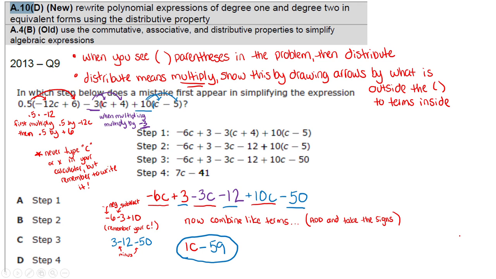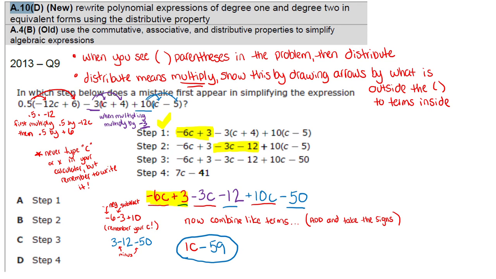Okay, now let's finish this question. So my answer is 1c minus 59, but none of my steps have that. So let's see where the mistake is. In step 1, they had negative 6c plus 3. I also have negative 6c plus 3. So no mistake there. Step 1 is right.